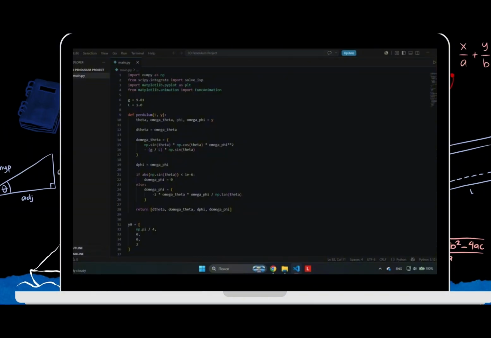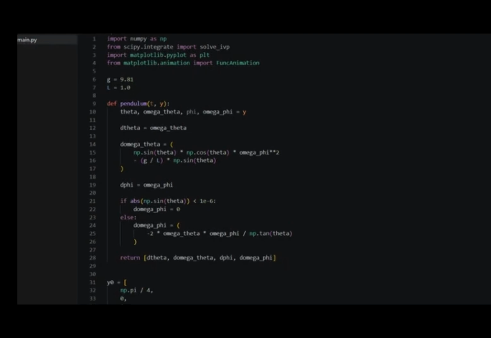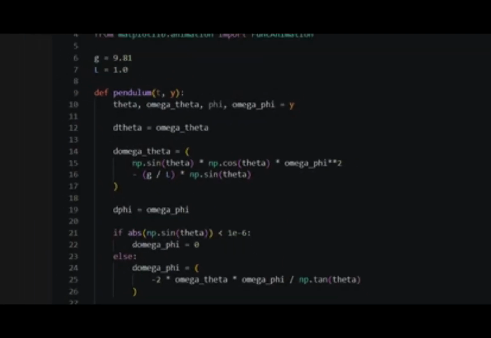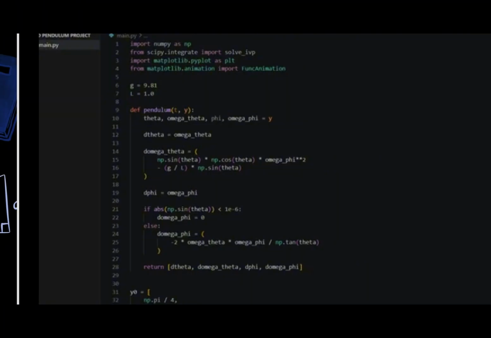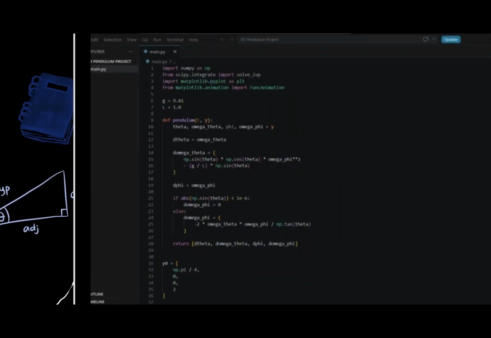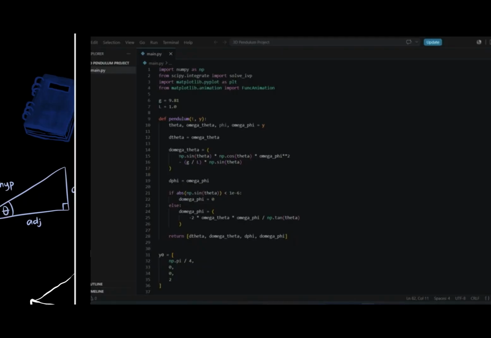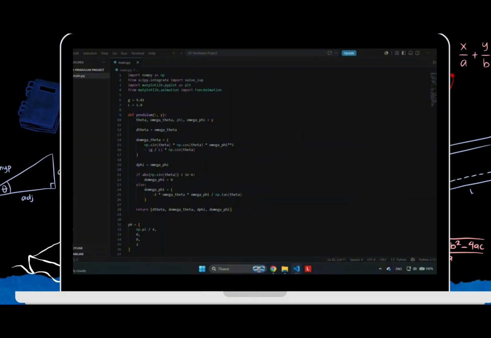So to visualize the motion, we convert them into Cartesian coordinates. X equals L multiplied by sin theta multiplied by cos phi. Y is L multiplied by sin theta multiplied by sin phi. Z equals minus L multiplied by cos theta.